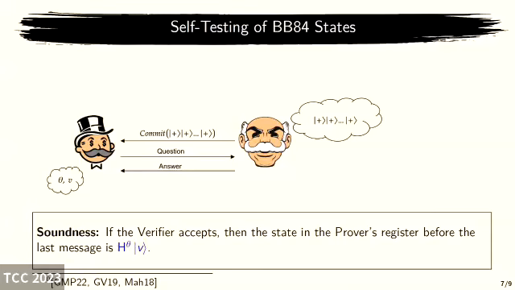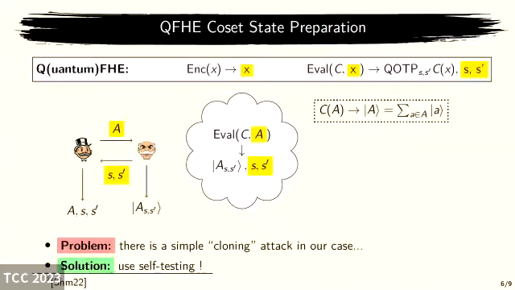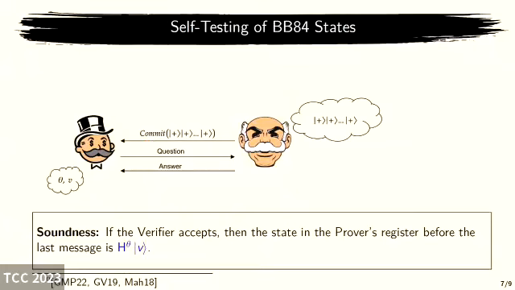And so we will use a self-testing protocol of BB84 states presented by GMP 22. This self-testing protocol works in the following way. We have a verifier interacting with the prover, and the idea is that the prover will first prepare some plus states, then commit to the plus states using some kind of Mahadev commitment, for those who know what it is. Then they will continue to interact.